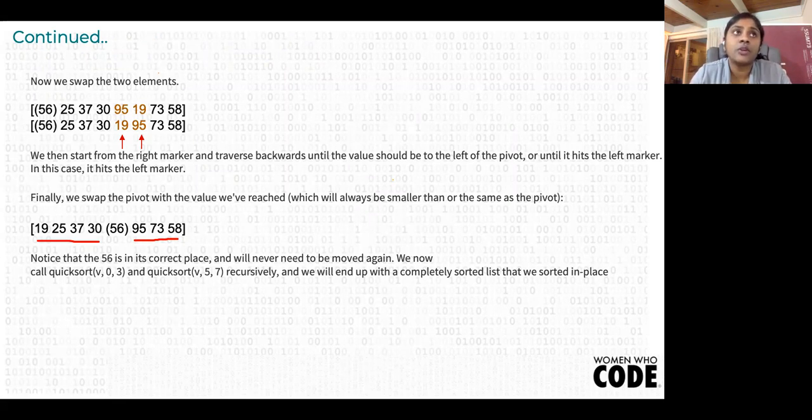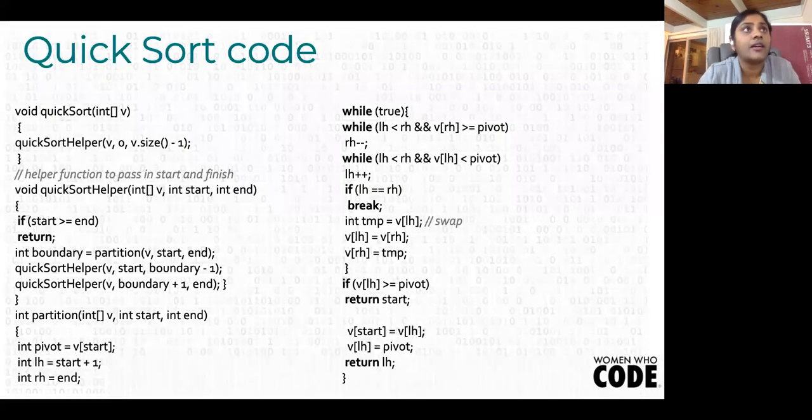Yeah, the complexity is O of n squared, because you have to check every element. We have to keep checking the left and right for every pivot element.